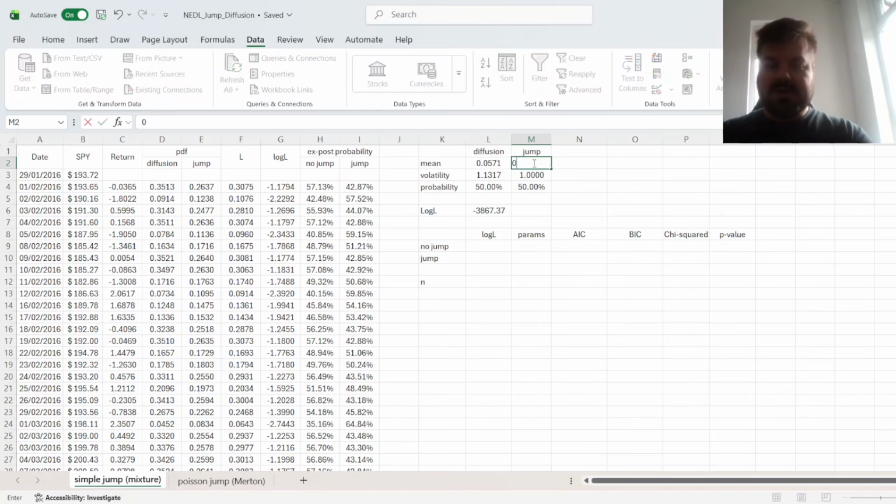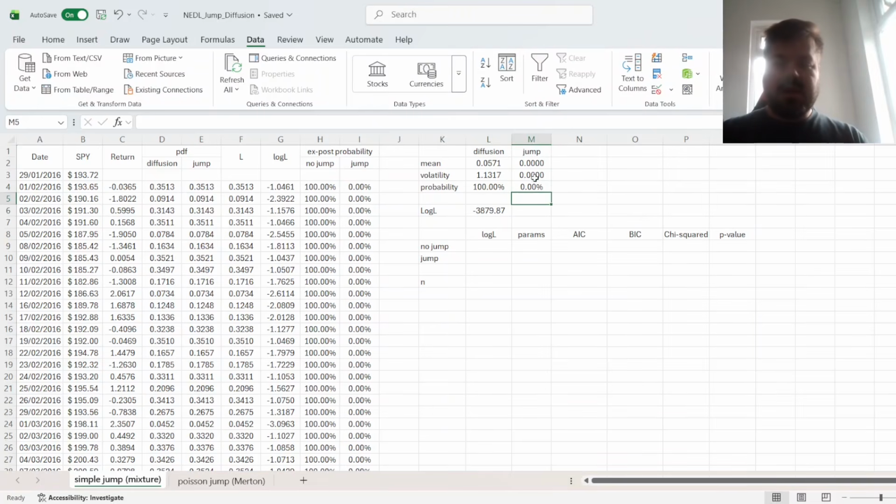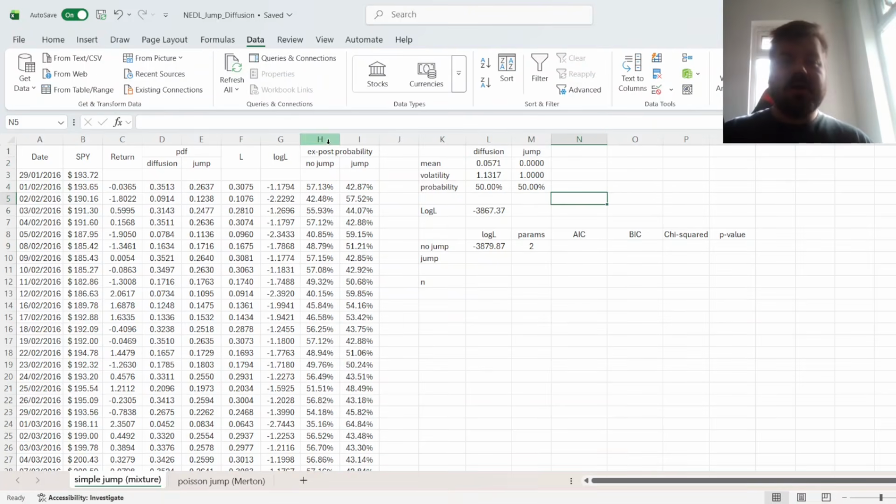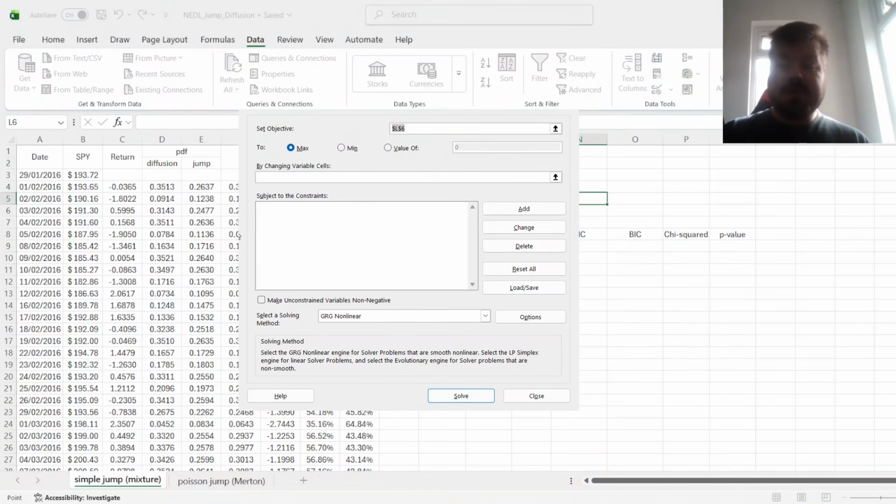Let's go back to the case with no jumps and save its log likelihood and number of parameters. So here we've got two parameters, just mean and volatility. And we'll be able to compare its fit with a simple jump diffusion model. Now we can go to Data Solver and specify our task.